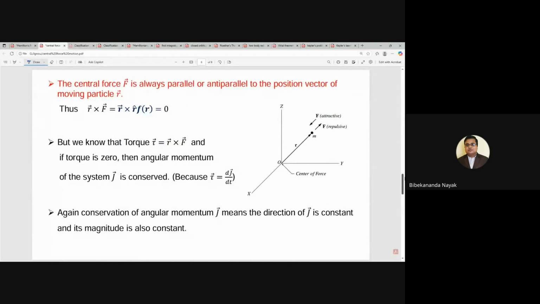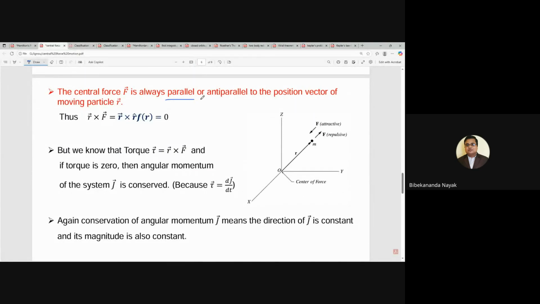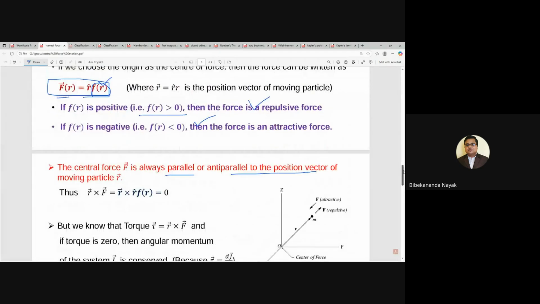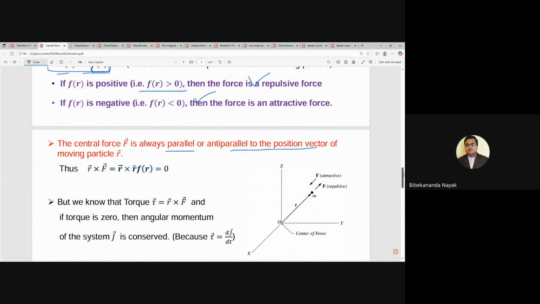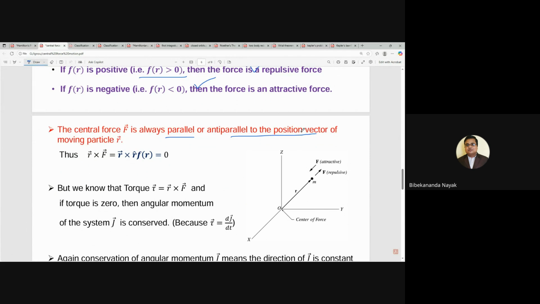Again, another property was the central force is always parallel or anti-parallel to the position vector r cap, either r cap or minus r cap. So if it is the case, then if we calculate r cross F, meaning r cap F r, the same vector cross product is 0. So r cross F is 0, which means torque acting on a particle moving in central force is 0.